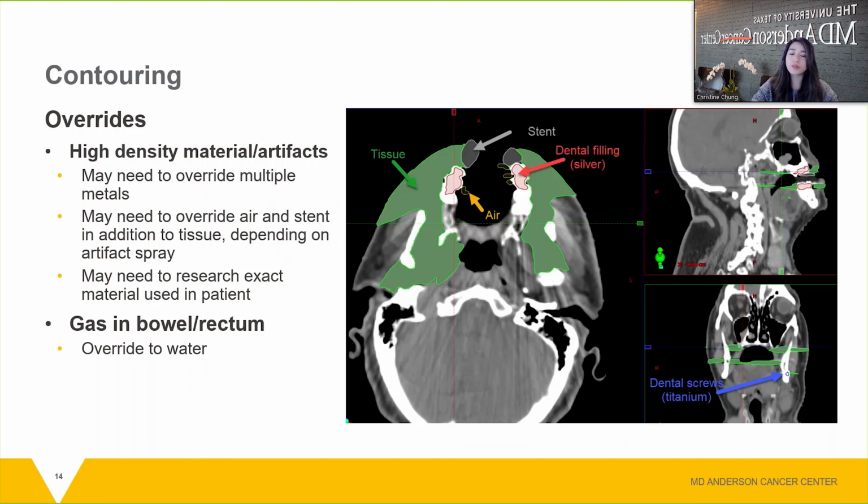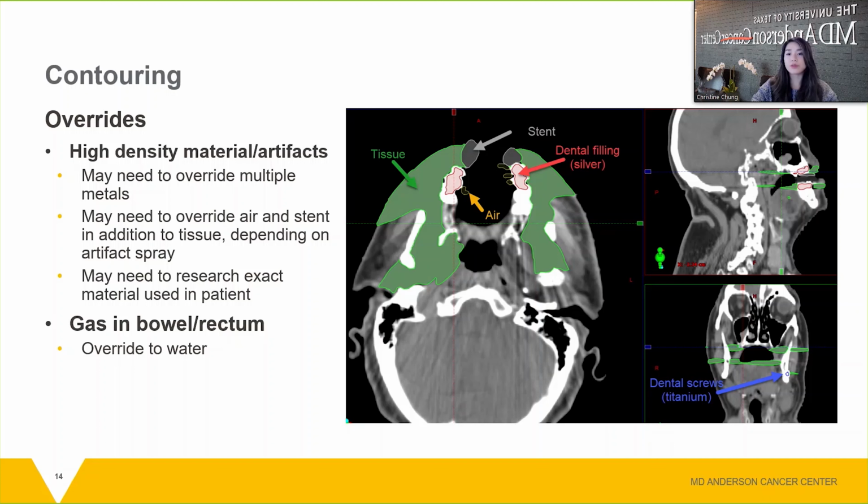So overrides are similarly very important in proton planning. Protons are more exact than photons due to the pristine Bragg peak. So we have to make sure that the treatment planning system is able to accurately account for anything in the beam path. As I'm sure you know, CT values above 2500 are less accurate due to the metal artifacts caused by the high density implants. So we have to make sure to contour and override these to the more accurate values.